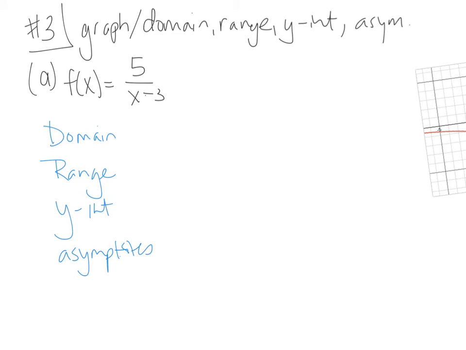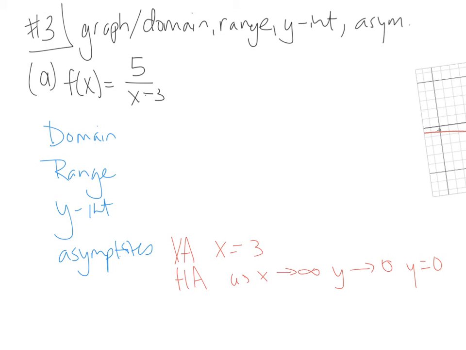Okay, so for 3a, I'm going to find the domain, range, y-intercept, and asymptotes for this particular function, f of x equals 5 over x minus 3. I'm going to start with the asymptotes. I know I have a vertical asymptote at x equals 3 because of this denominator. The horizontal asymptote is when I consider x getting very, very large. And as x gets very, very large, y goes to 0. So the horizontal asymptote is y equals 0.